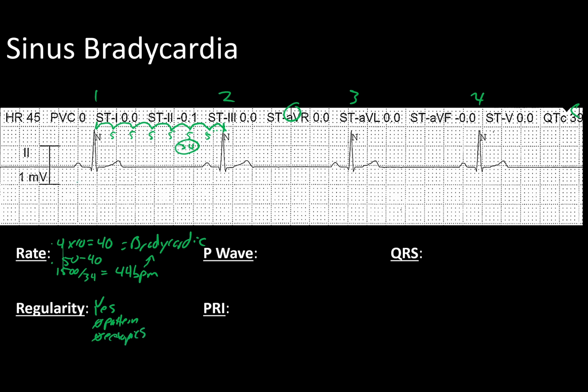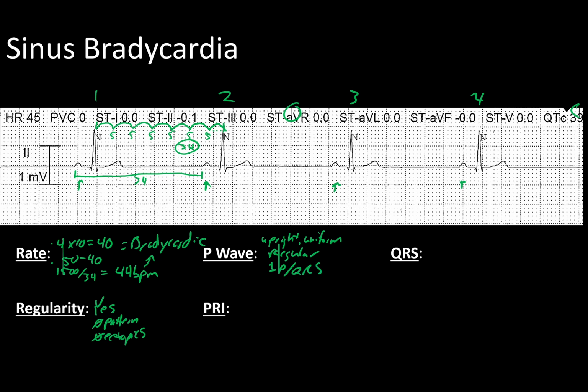On to our P waves, which are pretty easy to find. They are all upright and uniform. And they appear to be pretty darn regular. If I wanted to double check this, I could mark from here to here. Measure that out, comes out to about 34 as well, and repeat down the line, and that's how you confirm that they're correctly spaced out. So we will say they are regular. I have 1 P for every QRS.